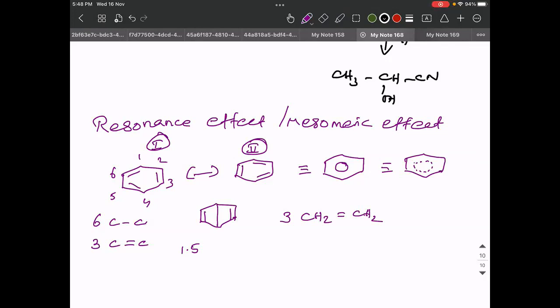Some deviation in the energy will be there, right? If we compare the energy obtainable from three ethylenes and the energy of benzene, then there will be some difference. And that difference is called resonance energy. Due to the resonance energy, if the molecule has more number of structures, it will be more stable. Molecule having more number of structures, it will be more stable. That is the most important thing here.